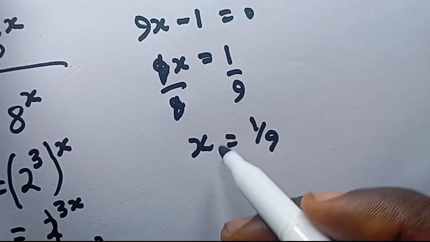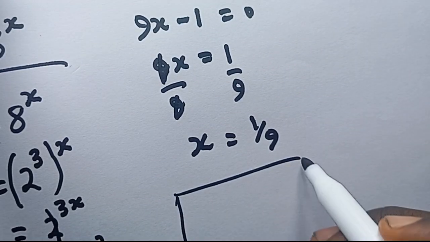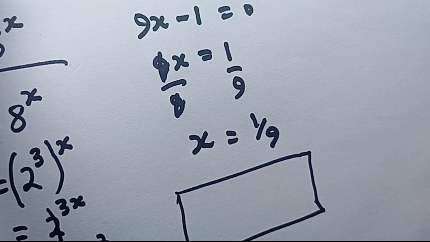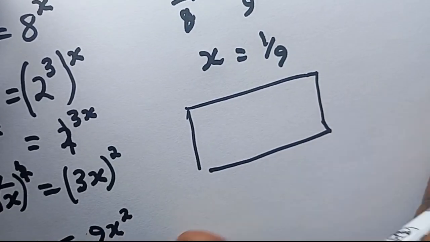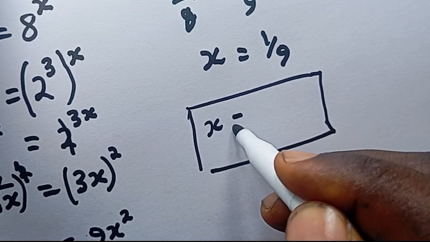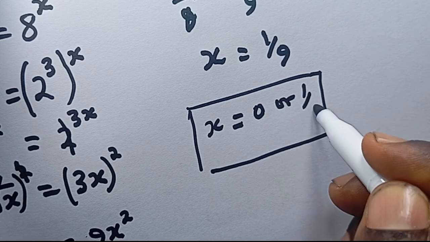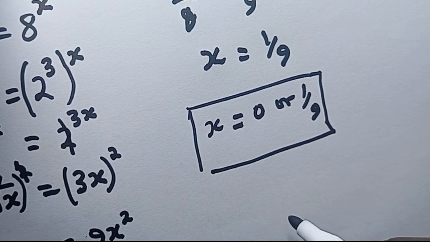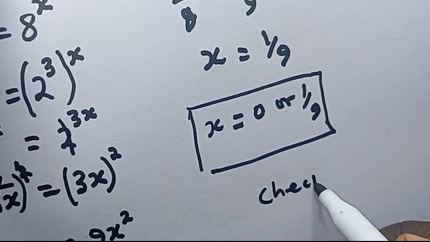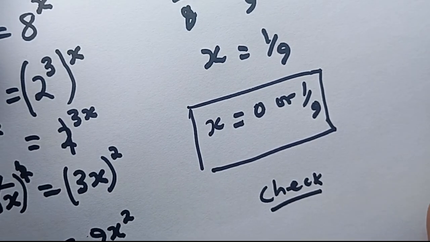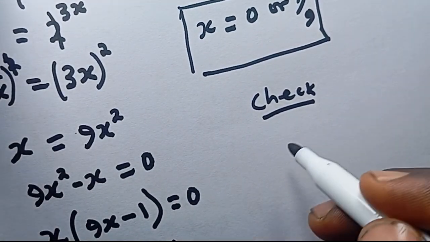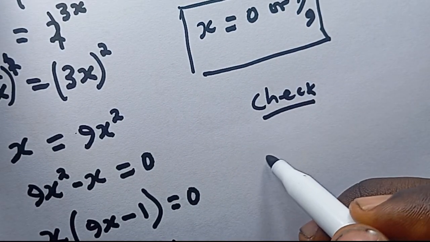So we've got these two values of x right here, which of course is actually going to satisfy the problem we are solving. x is equal to 0, or x is equal to 1 over 9. So I'm just going to be running a very quick check here to see whether the two values will satisfy the problem we are solving.